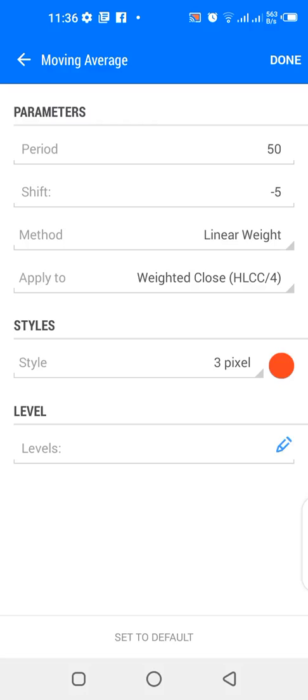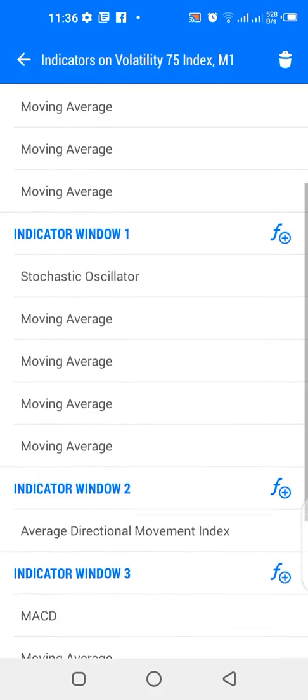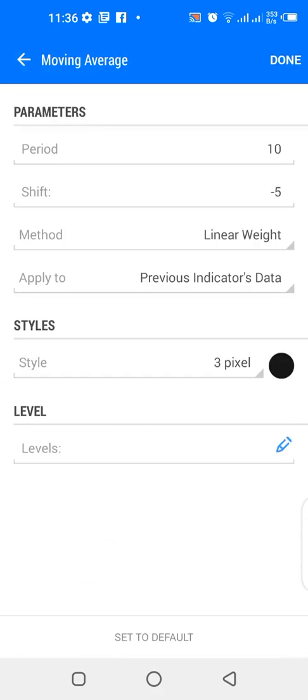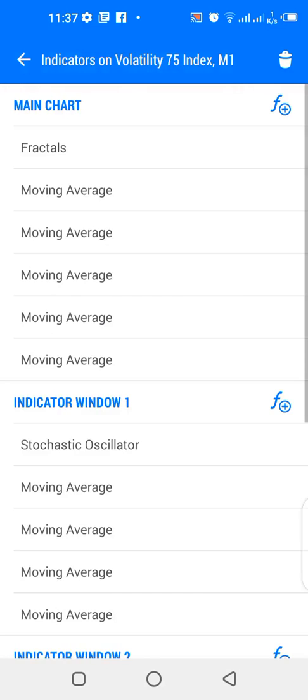We have 4 moving averages. The first one, period is 50. Shift is -5. Method is linear weighted. Apply to weighted close. Color is red. Now the second moving average, period is 10. Shift is -5. Method is linear weighted. Apply to previous indicator's data. And the color is black.